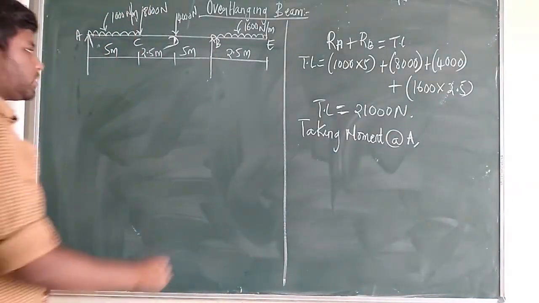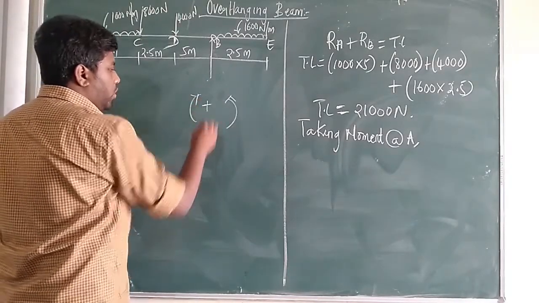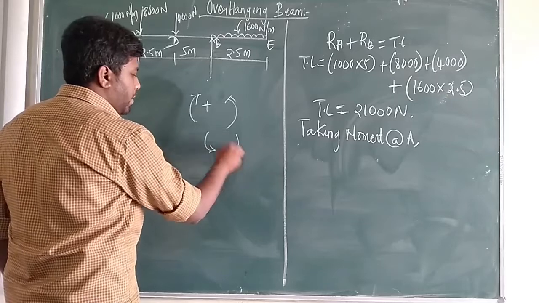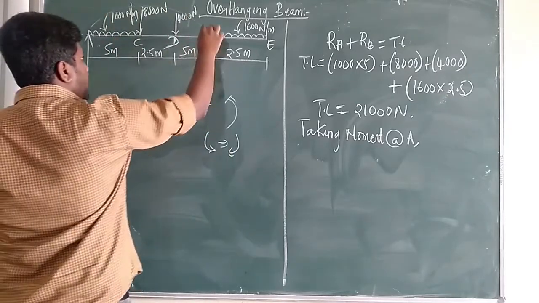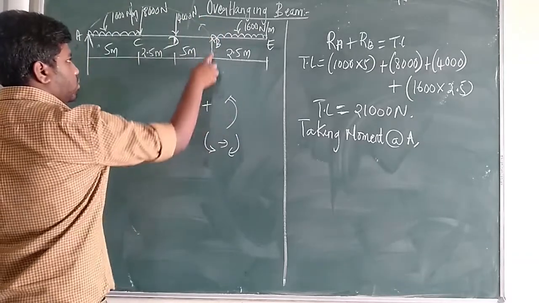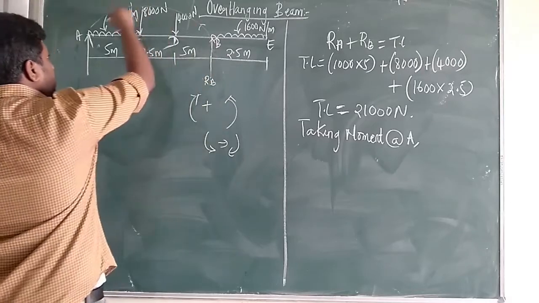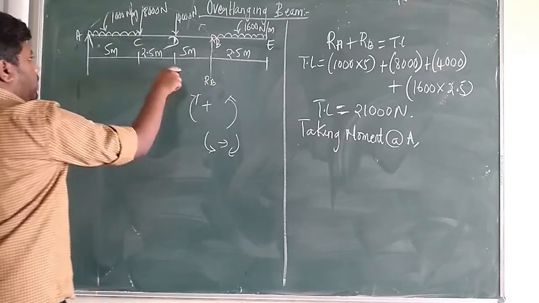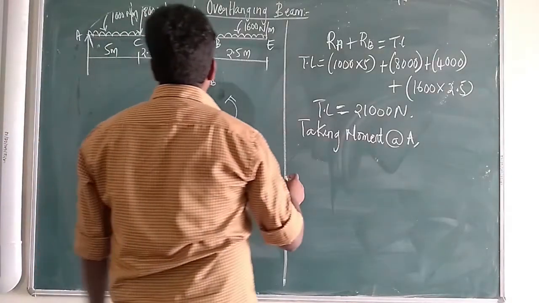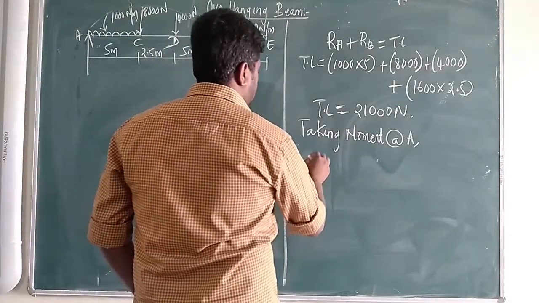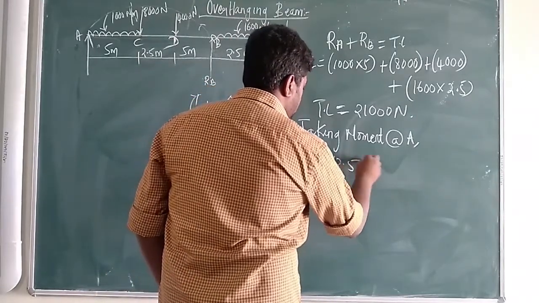So you know what is the sign convention of moment? If it is in this direction, that will be positive. If it is in this direction, it will be negative. So I am going like this from here to here. This is what direction? It is upward direction. So this will be RB. So RB into the distance. What is the distance? 5 plus 2.5 into 5, that is 12.5 meter. So RB into 12.5.